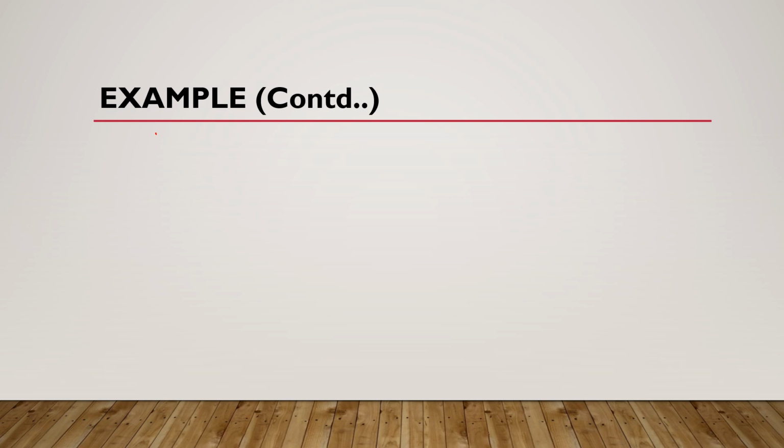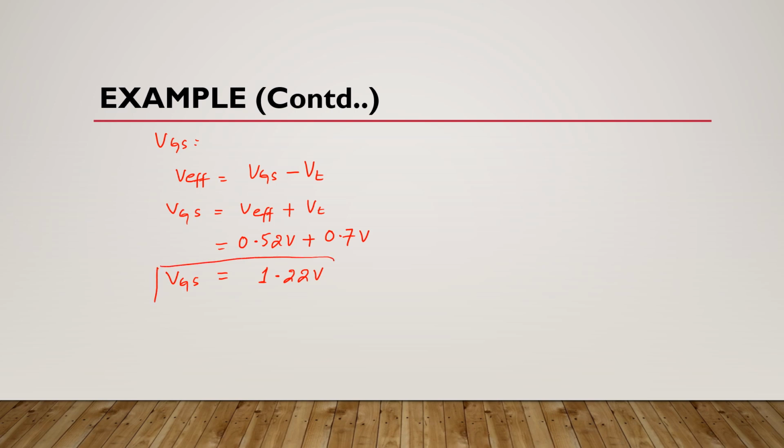Now we will find gate to source voltage. We know that effective voltage is equal to gate to source voltage minus threshold voltage. If we rearrange this equation, we get gate to source voltage is equal to effective voltage plus threshold voltage. Here effective voltage is 0.52 volts and threshold voltage is 0.7 volts. After adding these two voltages, we get 1.22 volts, which is the value of gate to source voltage. So this is your answer.